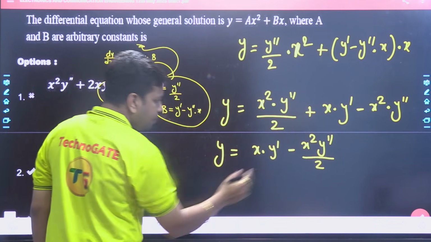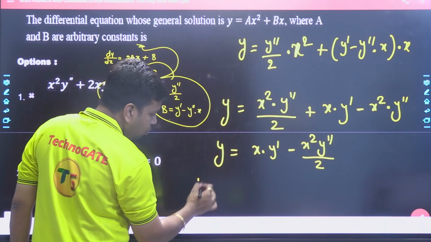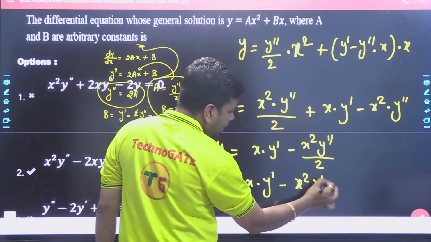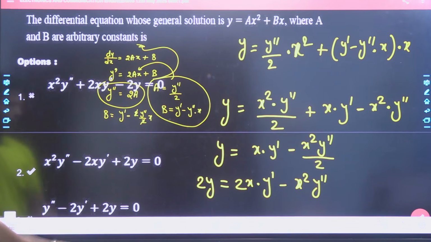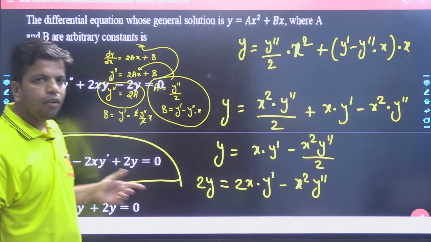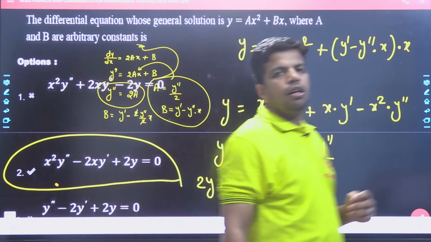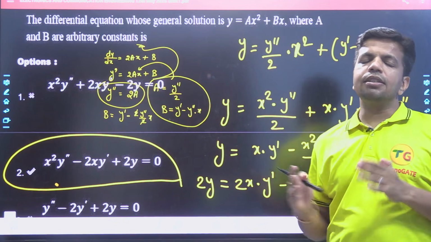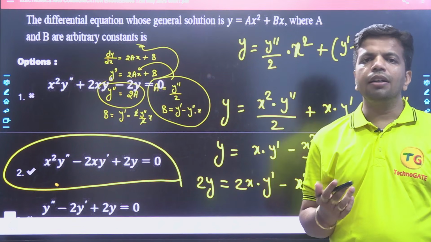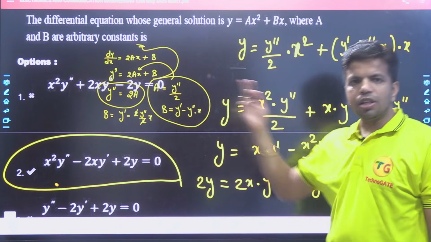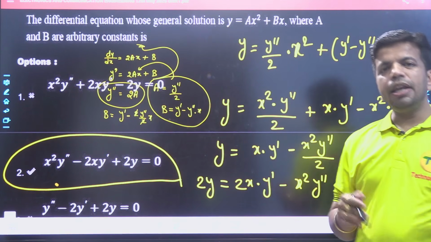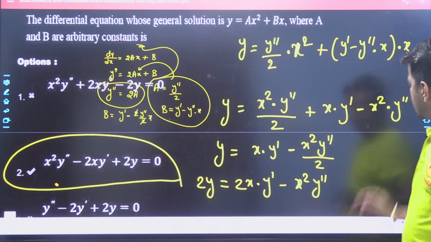Now just simplify this. Multiplying by 2, 2y equals 2x y dash minus x square y double dash. Just compare this equation with that one. If we take this term to the left hand side, we get that result. So to find the differential equation corresponding to this general solution, find the values of a and b: the first differentiation gives one equation, the second differentiation gives another equation. With the help of those, find the values of a and b and put them in the general solution. You get the differential equation.